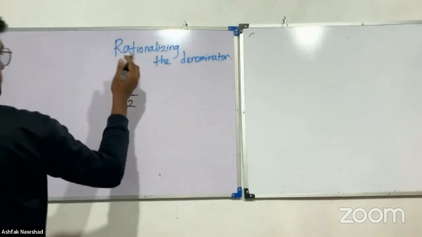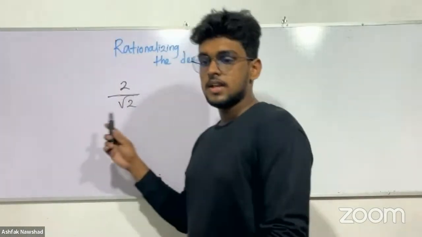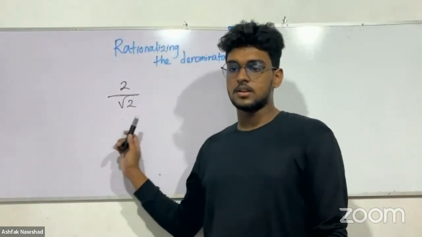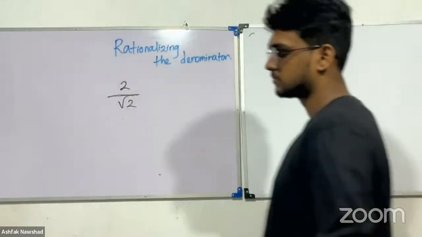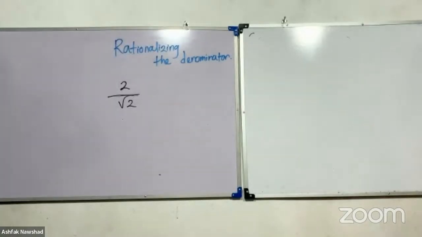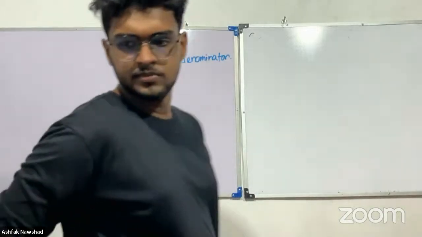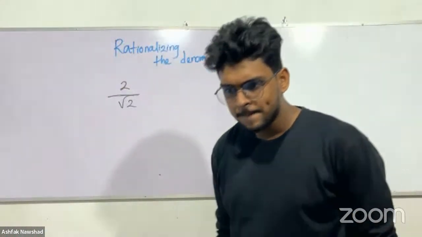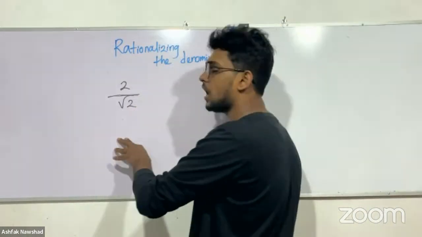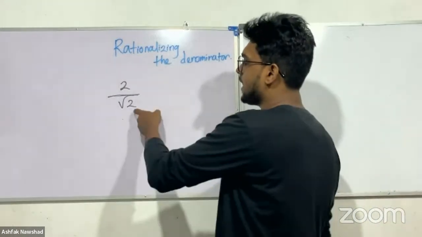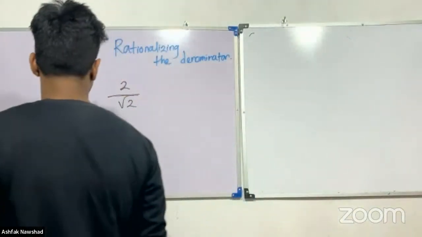Rationalizing the denominator means, in a fraction, let's say this is the fraction. In the fraction, is this denominator rational or irrational? The denominator is irrational. These kinds of fractions are hard to solve. So what do we do? We make the denominator rational. How to make it rational? Let's see. You might have done this at school already.